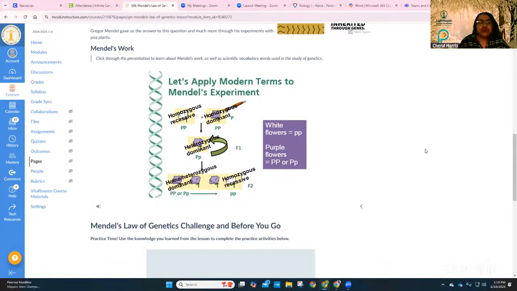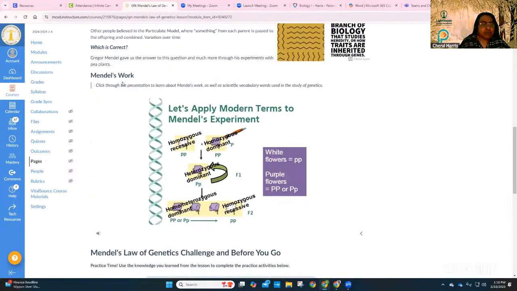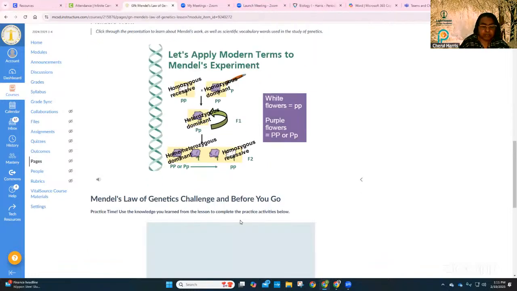All right, you want to make sure you go to this page, Mendel's Law of Genetics in Canvas, and come down to the box that says Mendel's work. In that box, there are Mendel's three laws, so that's going to help you. This one that I have up right now is also going to help you with one of the questions. I don't have that worksheet right in front of me, I just logged out of it, but this page will help you with that one.